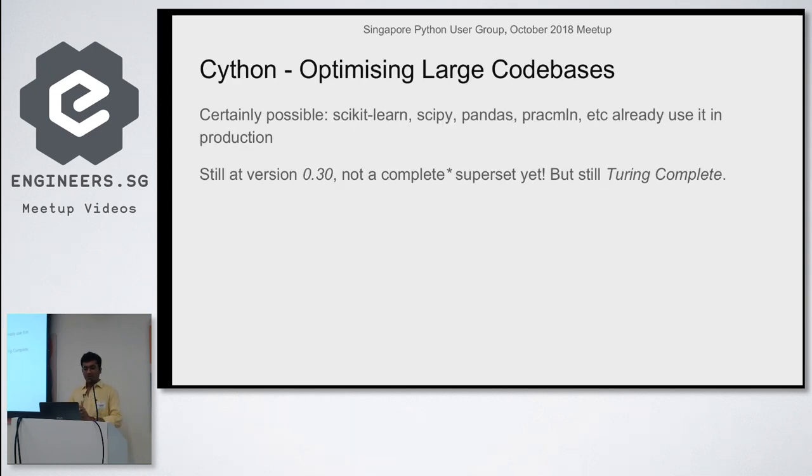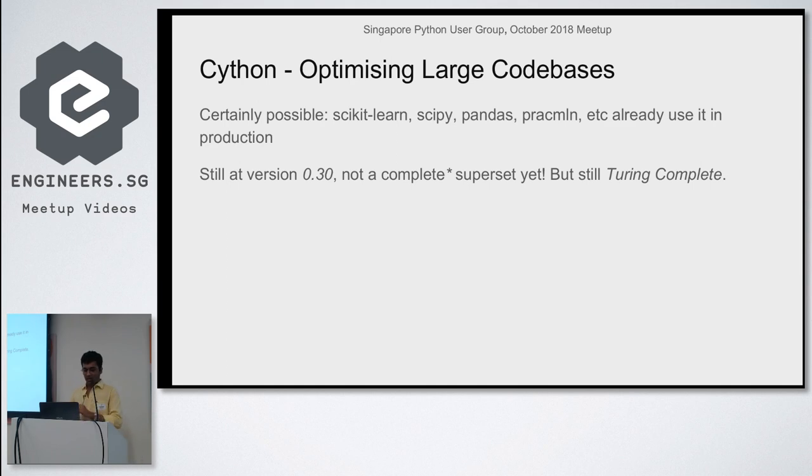Now, the example so far was just a single Fibonacci function, but it turns out that you can optimize large code bases using Cython as well. Scikit-learn, SciPy, and Pandas are all libraries that extensively use Cython static compilation, and there have been no errors because of this compilation in their production libraries so far.